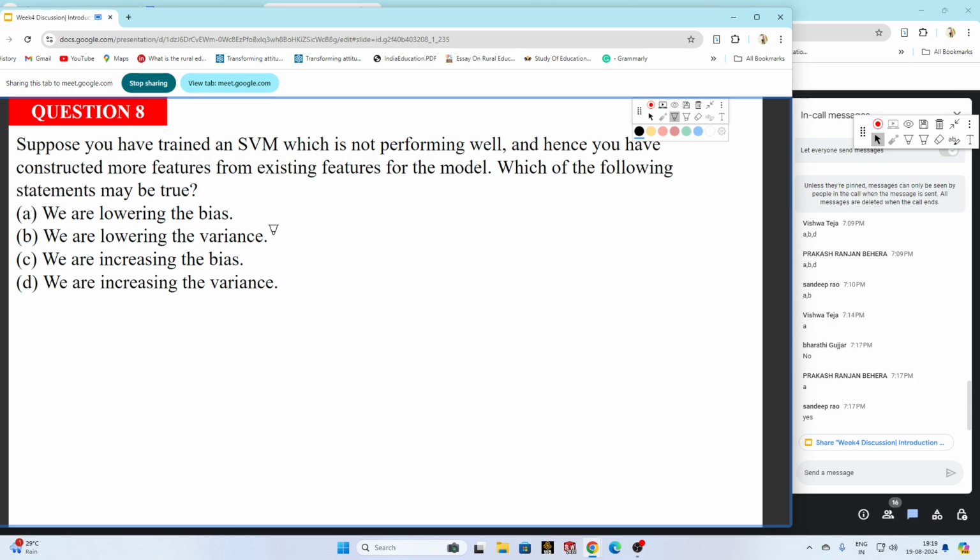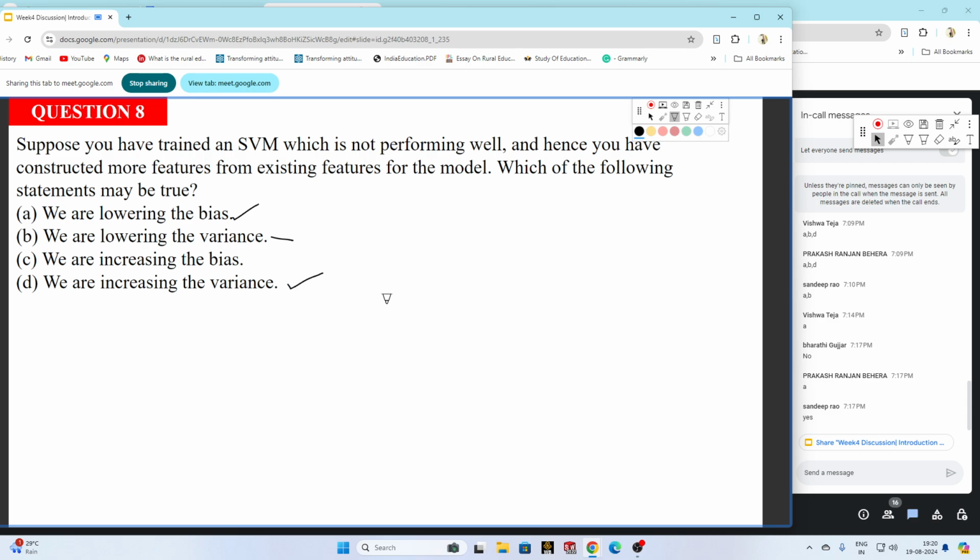Someone is telling we are lowering the variance. No, your answer is not correct. I have already discussed the bias variance trade-off in the first class. Whenever we are increasing the features, we are making the model more complex, and whenever the model becomes more complex, it is lowering the bias but increasing the variance. So option A is correct: we are lowering the bias and we are increasing the variance.